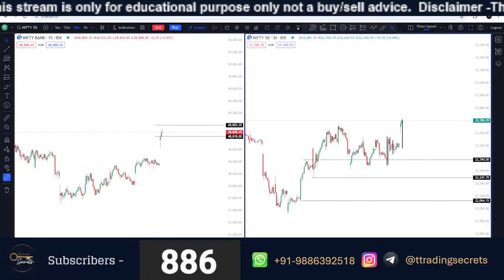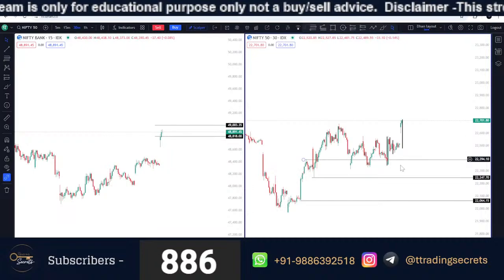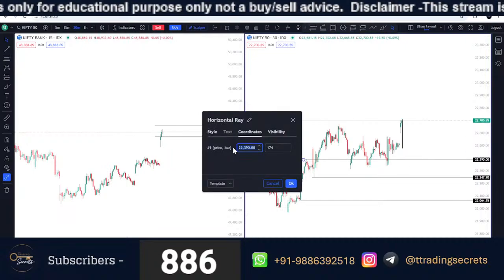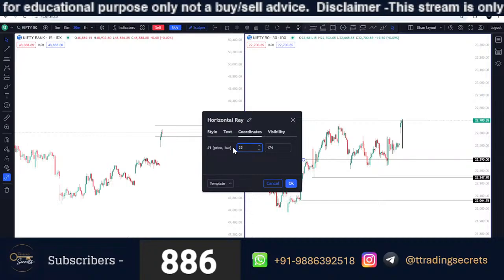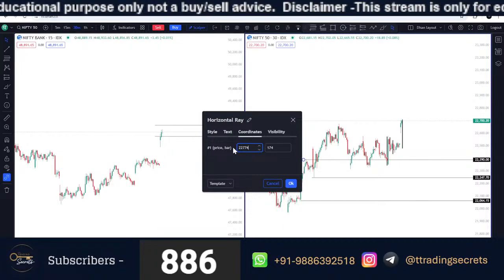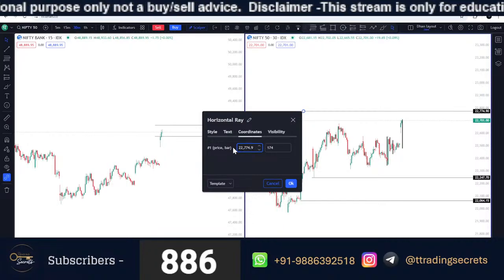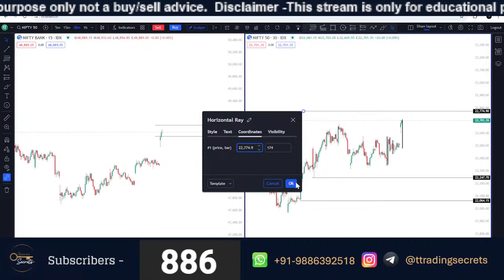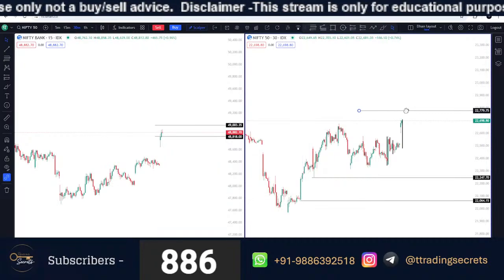325.85. The golden ratio stands to be working at 22774.92. This will be our golden ratio prospection.